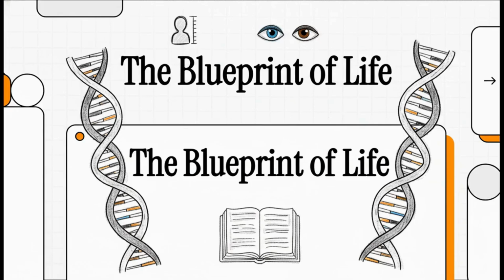All right, today we're going to do something pretty amazing. We're going to decode the blueprint of life itself, heredity. It's kind of like the hidden instruction manual that dictates everything from your height to the color of your eyes. So let's unravel the code that makes you, well, you.